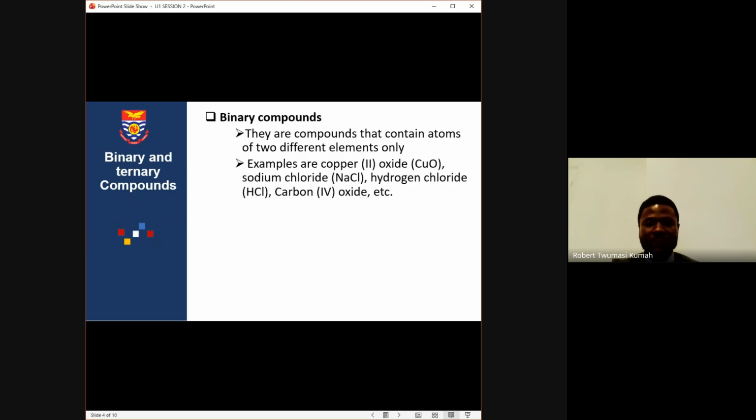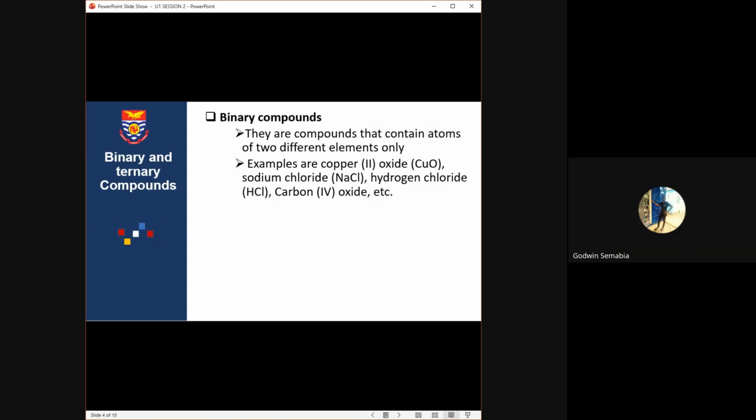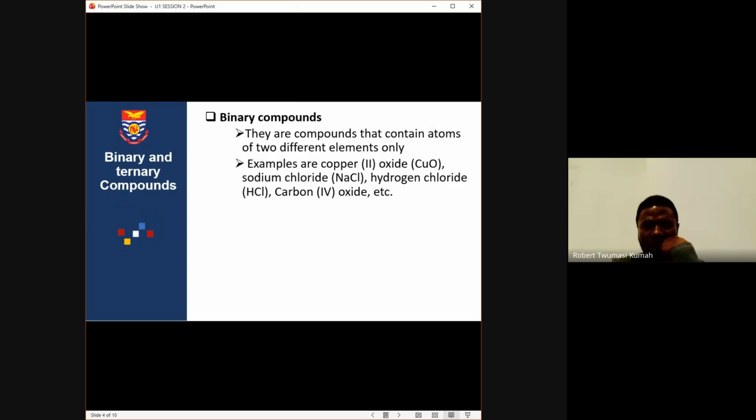Let's take note of something here. We are interested in 2 different elements. Let me ask. We know carbon dioxide, right? CO2. Yes. Is it a binary compound per our definition?